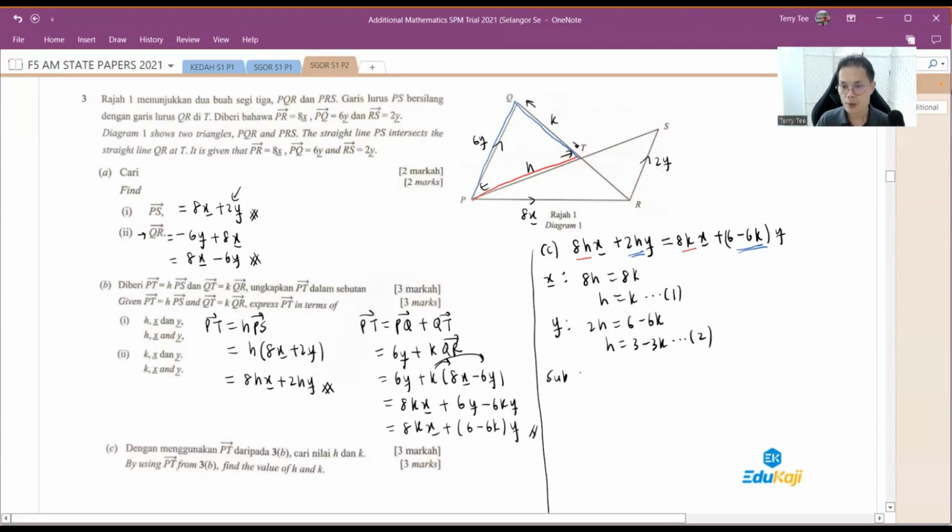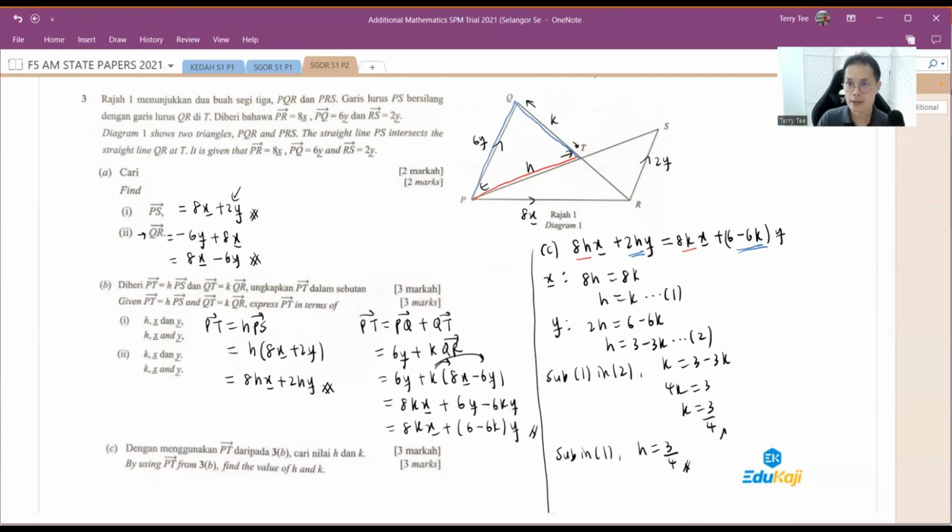So we sub equation 1 inside equation 2. So k is now 3 minus 3k. Bring over, 4k is now 3. k is 3 over 4. If our k is 3 over 4, we just sub back inside equation number 1. Your h is also 3 over 4. There you go. You got your values of h and k.